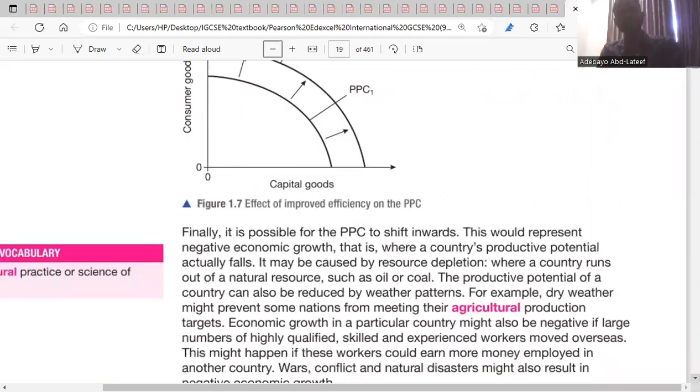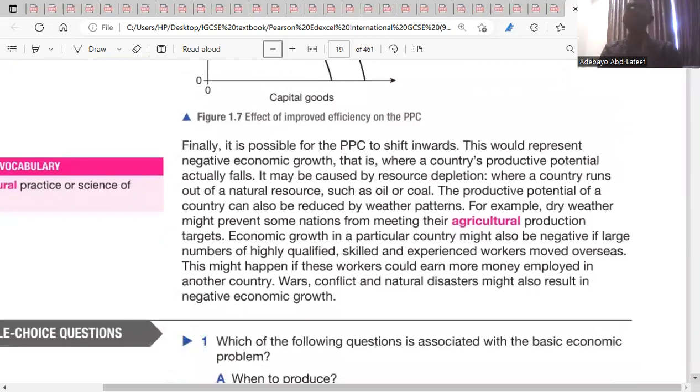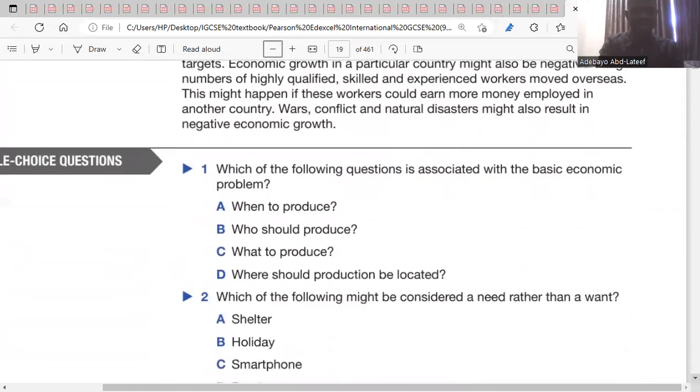Clear, right? Yes. So finally, it is possible for the PPC to shift inwards, like at point F. Yes. Okay. So this will represent negative economic growth. What are the causes of negative economic growth? An economy could witness a decrease in output. Resource depletion. That means resources are used up, no more resources. That could lead the PPC curve to shift inward. Another one is natural disaster. Natural disaster would reduce production capacity, so the PPC curve will shift inward. Is it clear? Yes. All right. Any question about that?